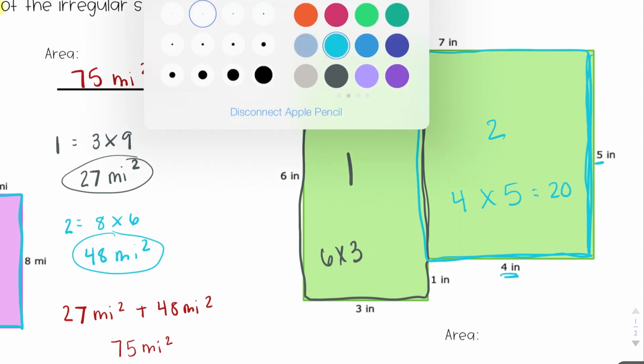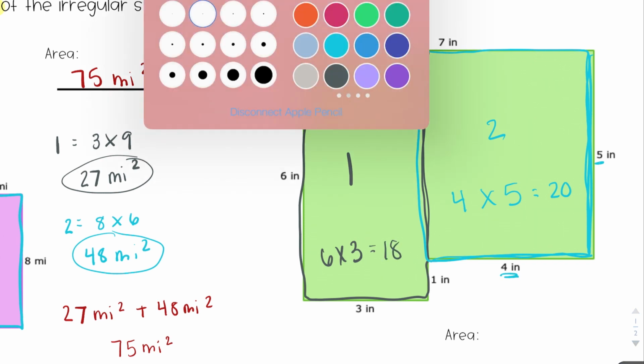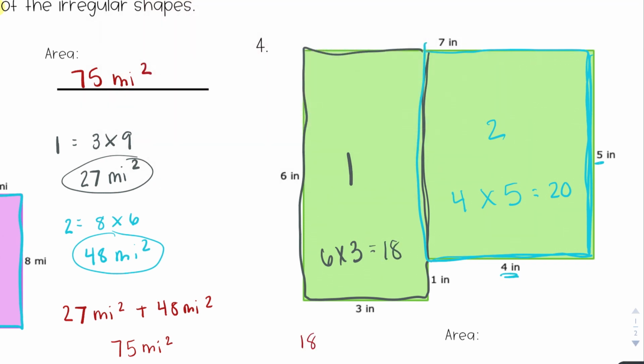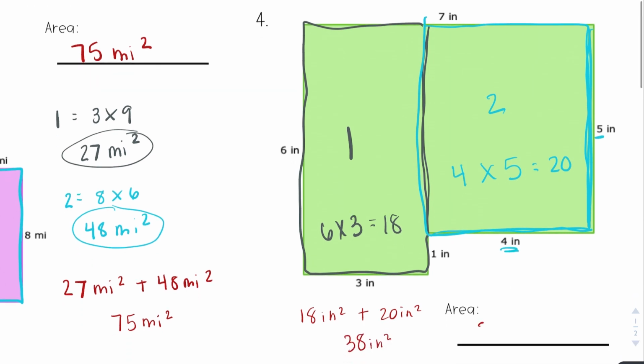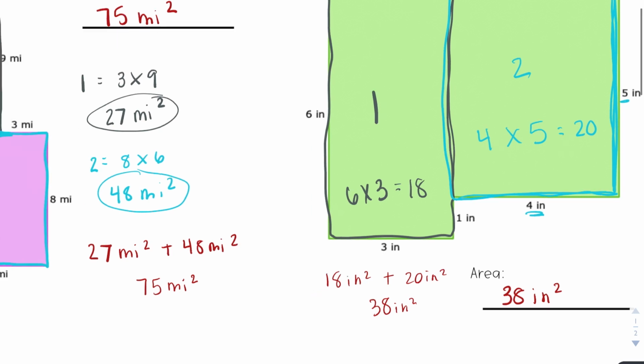So when I go back and multiply, I have 6 times 3, which is a known fact of 18, and I have 4 times 5, which is 20. I'm not done yet though, because I have to add them together. Remember how I cut my shape up? I have to now put it back together, and I know 18 plus 20 is 38. So the area of this shape is 38 square inches, or 38 inches squared.